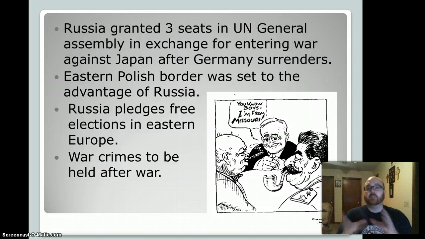This sets up the Nuremberg trials, which, as we talked about earlier, put the leaders of Nazi Germany on trial for crimes against humanity. That's all set up at Yalta.